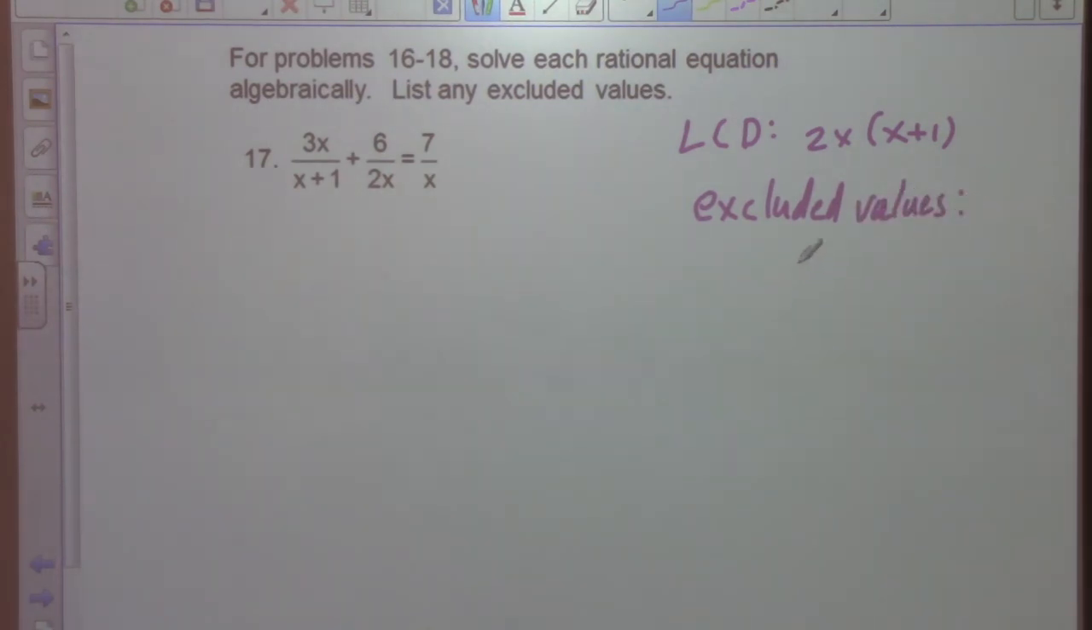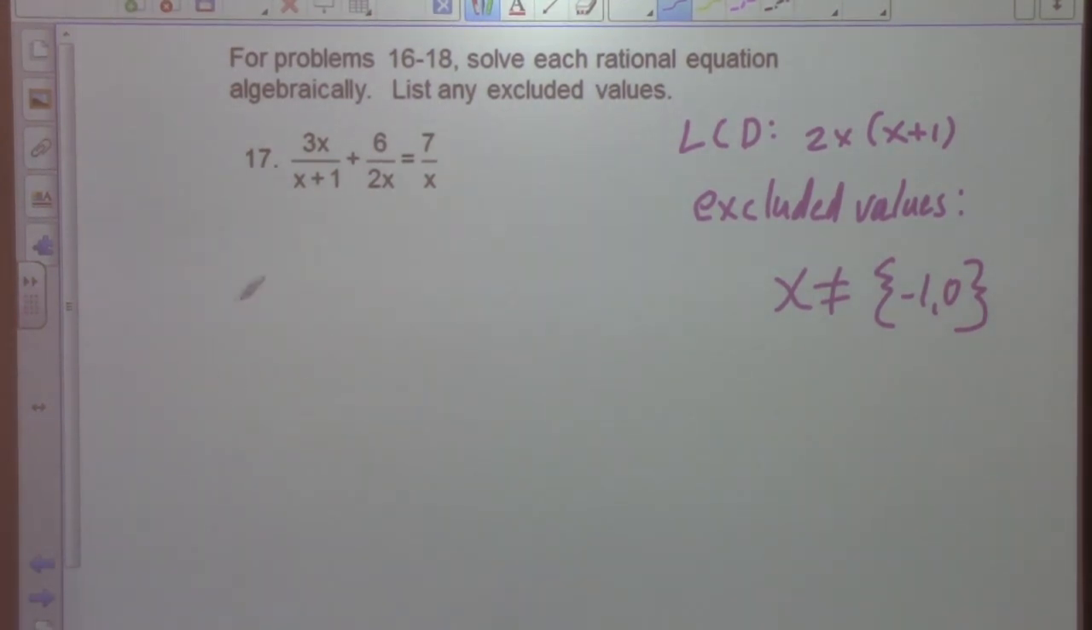Okay, Addie says 0 and -1. So I'm going to go with that, say x cannot equal -1 or 0, right? Everybody okay with that? Okay, good.